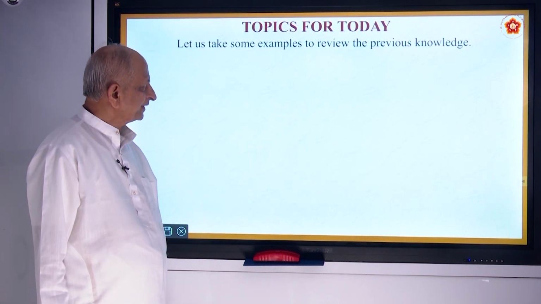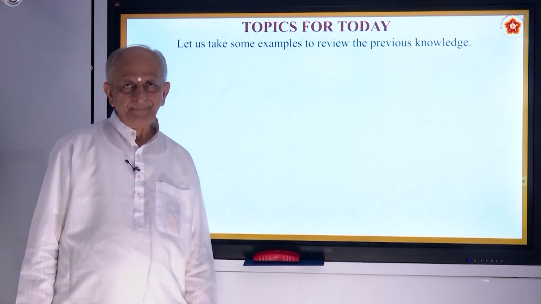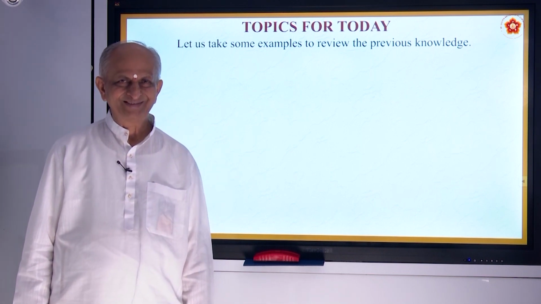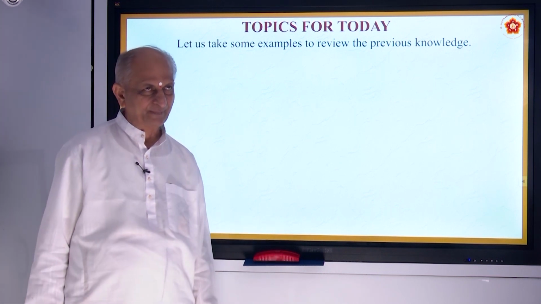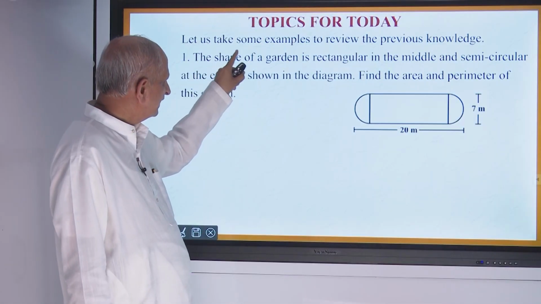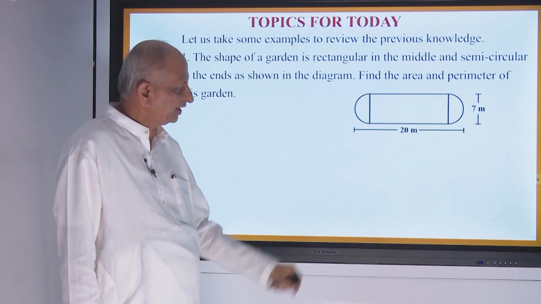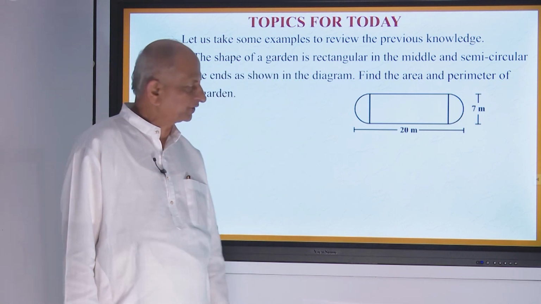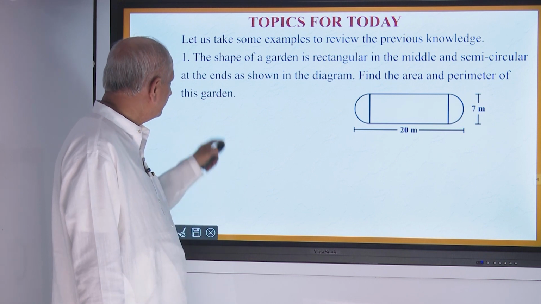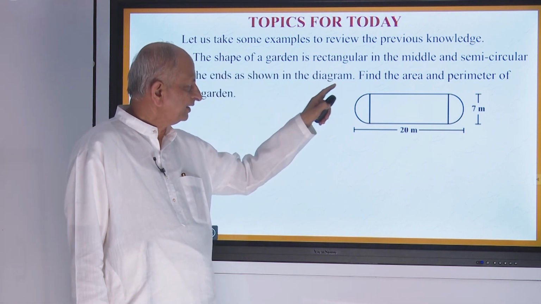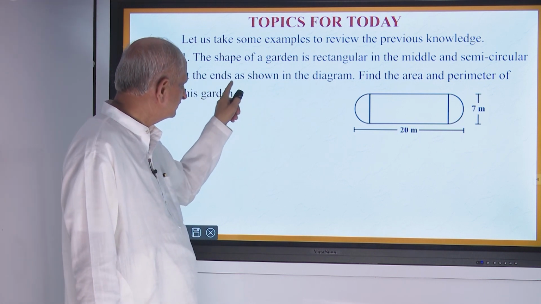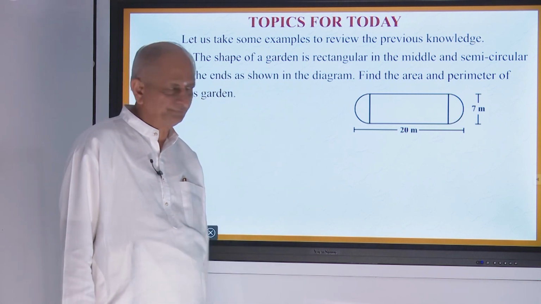Let us take some examples to review the previous knowledge. You have learned so many things earlier about mensuration. So one of the examples is: the shape of a garden is rectangular in the middle and semicircular at the ends, as shown in the diagram.